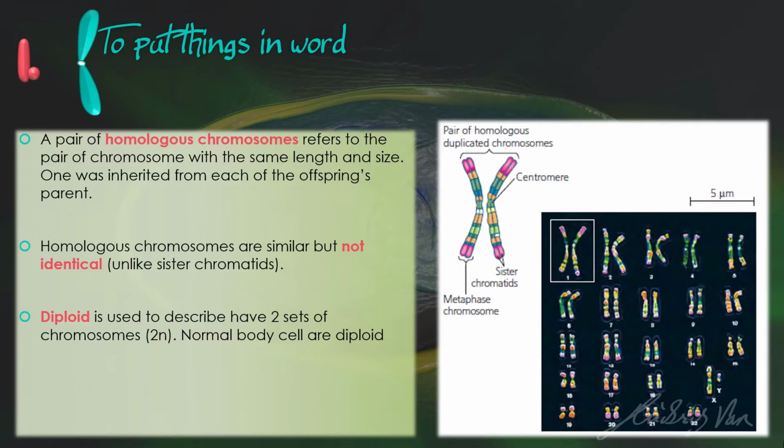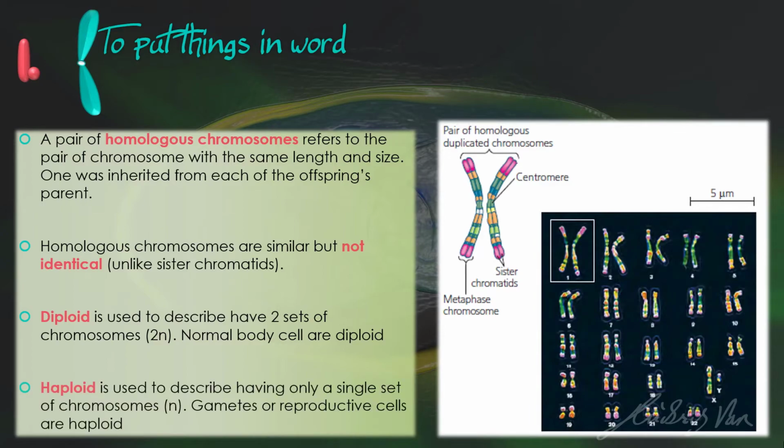N is the number of pairs of chromosomes a species has. For humans, N is equal to 23, so 2 times 23 is 46. Our normal body cells are diploid. On the other hand, haploid is used to describe having only a single set of chromosomes, or N. Our gametes, or sex cells, are haploid. That means in the case of humans, our sperm and egg only have 23 chromosomes, while all the rest of our cells, well, besides red blood cells, have 46 chromosomes.